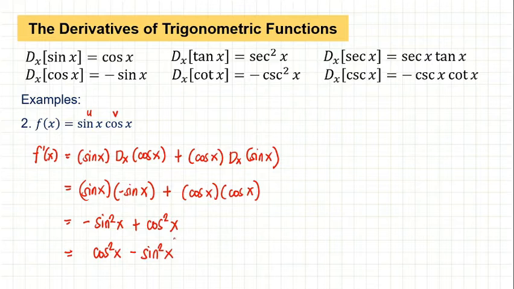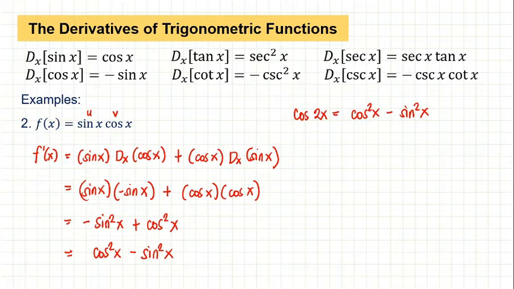And take note, cosine squared x minus sine squared x is an identity. If you can still recall, cosine 2x is just equal to cosine squared x minus sine squared x. This is one of our lessons in pre-calculus.